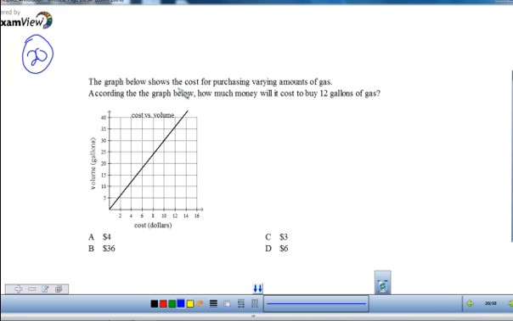The graph below shows the cost for purchasing various amounts of gas. According to the graph below, how much money would it cost to buy 12 gallons of gas? Notice this is the gallons, so we're trying to buy 12 gallons of gas. So go over, it's going to be about $4.